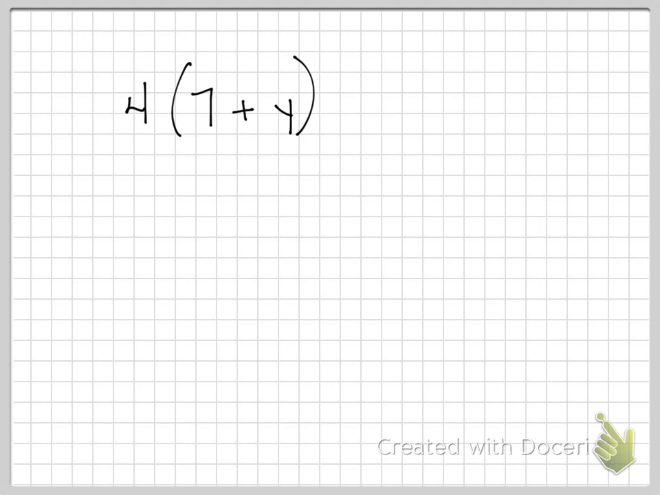All right, 4 times the quantity, 7 plus y. Tate, tell me what to do. Yeah, so do 4 times 7, which is 28. Good. And then you do 4 times y, which is just 4y. Good. And then you put down the addition sign. Very good. We can't add them because they're not like terms.